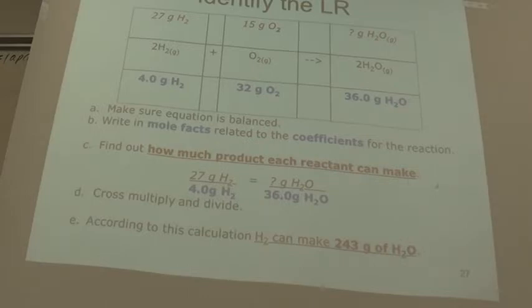And the ratio method told us to take our known, which in this case is hydrogen, write what we know over its pertinent fact, making sure that these units are the same, and then we will compare it to our unknown and its mass fact, making sure that our units are the same. Then we will cross multiply 27 times 36 and then divide. According to this calculation, we can make 243 grams of water if we use up all of the hydrogen.